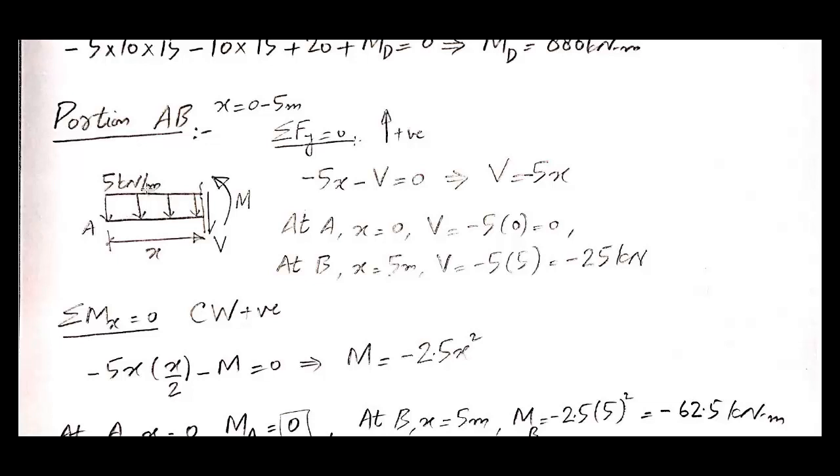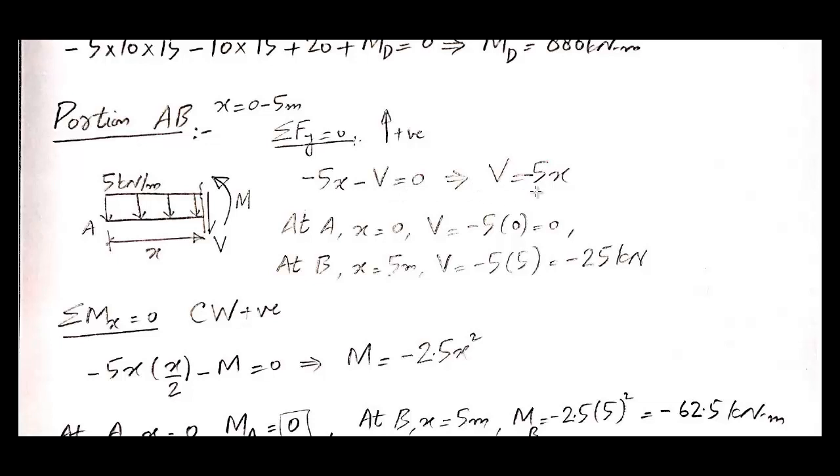Intensity of UDL is 5 kilonewton per meter and it is acting over span x. Now if we apply sigma Fy equal to 0 with the convention of upward forces as positive, then this 5 kilonewton per meter UDL is acting over span x and it's acting in downward direction, so it should be negative, minus 5x, and then the exposed shear V is acting in downward direction, so minus V equal to 0.